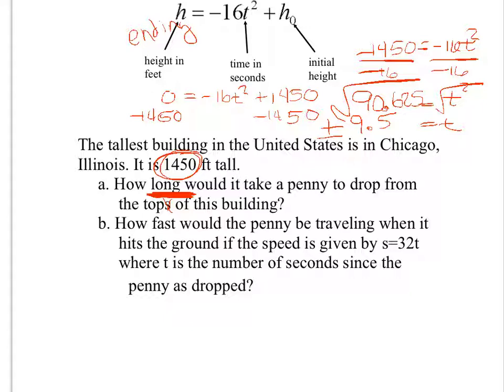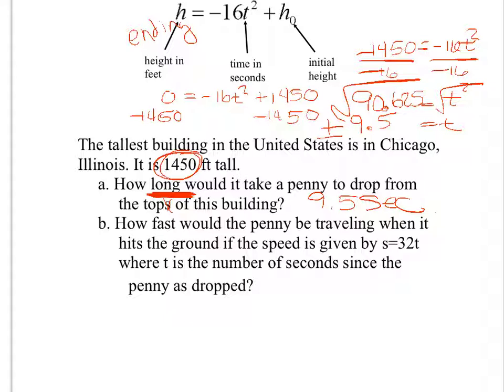All right, now let's talk about the plus or minus thing. Remember, t is time in seconds, so a positive 9.5 seconds and a negative 9.5 seconds. We can't go back in time yet, so we actually have to ignore the negative part. And so our answer is going to be 9.5 seconds. And we should answer it with our units to make sense of this.